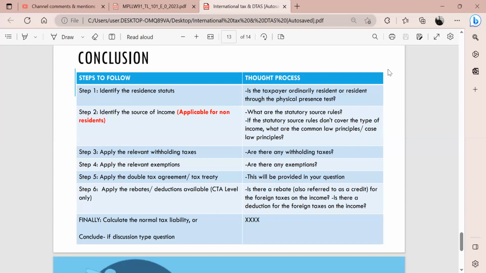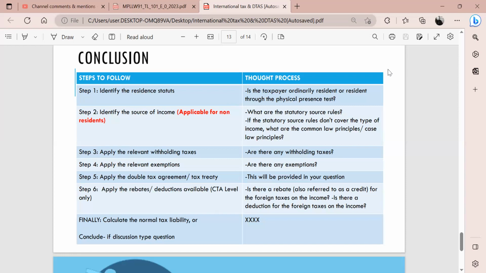Step number 3, you go on to apply the relevant withholding taxes. And you just ask yourself, are there any withholding taxes that are applicable for this taxpayer? Step number 4, you apply the relevant exemptions. Your thought process should be, are there any exemptions that are applicable to this taxpayer? Step number 5, you go on to apply your double tax agreement or your tax treaty. This will be provided in your question.